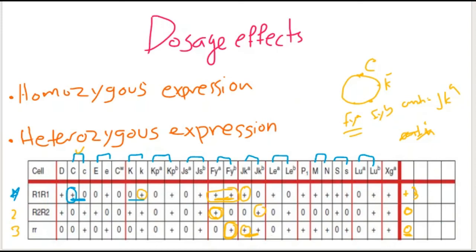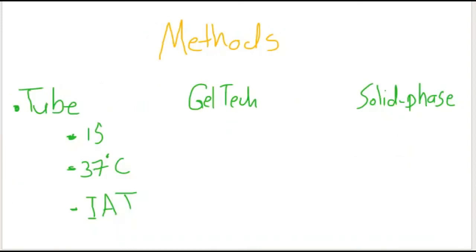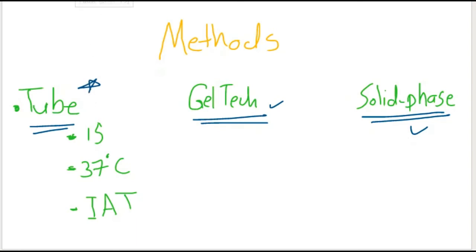Let's move now and talk about methods that we can use to detect antibody in a patient's serum. We can use the tube method, which is the classical method. We can use gel technology, and we can use solid phase technology. We will discuss these two techniques in another video, and today we will focus on the tube method.